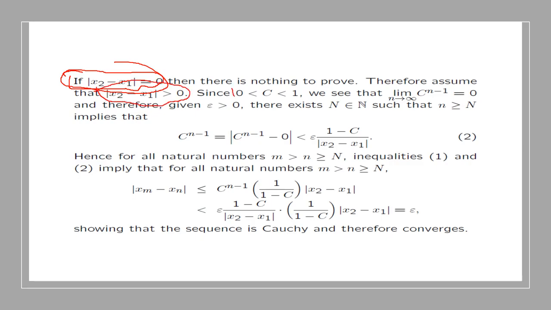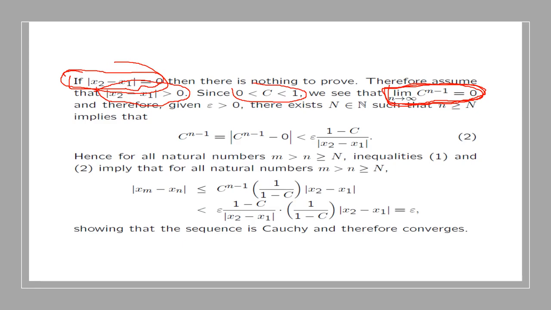Now, since c lies between 0 and 1, we see that the sequence c to the power n minus 1 converges to 0. This limit is equal to 0, because c lies between 0 and 1. As n goes to infinity, c to the power n minus 1 goes to 0.